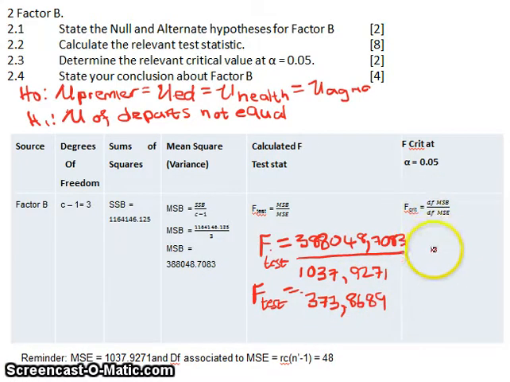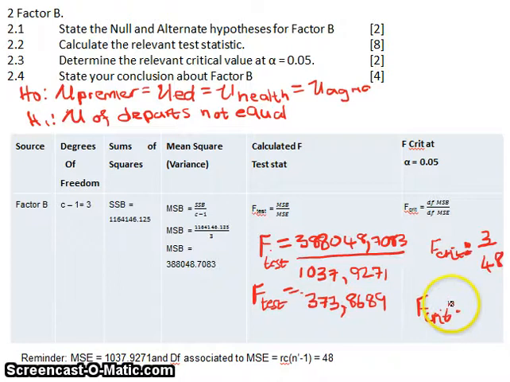And then to read off the F table, I would do it in exactly the same way as I did the previous one, or the first hypothesis. Degrees of freedom: 3 in my numerator and 48 in my denominator. And we've just done that previously. It's coincidental, because the number of groups in factor A is the same as the number of groups in factor B, but my critical value will be 2.84. And then I'll conclude in the same way.